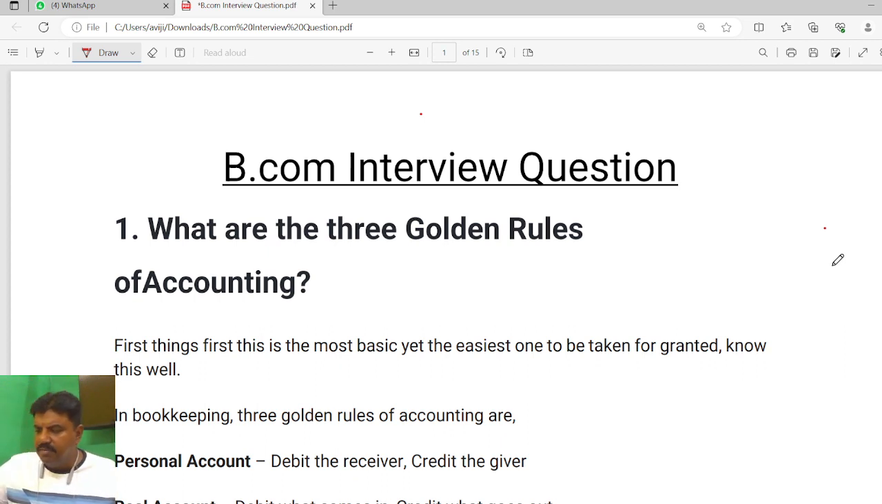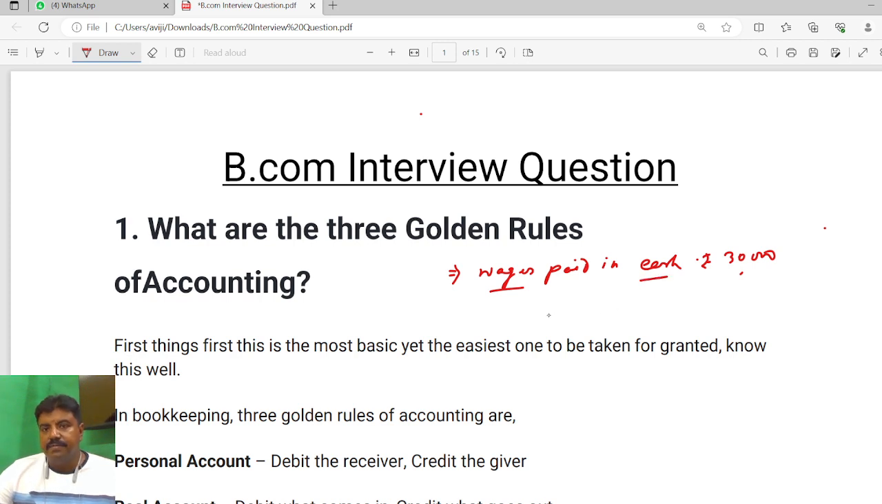Simply, I'm taking an example to make it more clear. Suppose this is a transaction: wages paid to workers, or you can say wages paid in cash, rupees 30,000. This transaction involves two heads of accounts, one is wages, another is cash. Now, one of them has to be debit and the other has to be credit. And to decide this debit and credit, the rule which helps us is the golden rule.